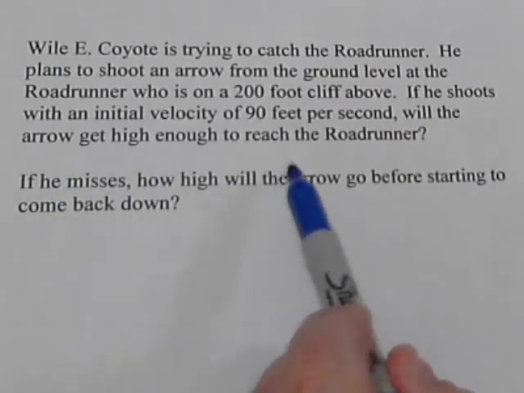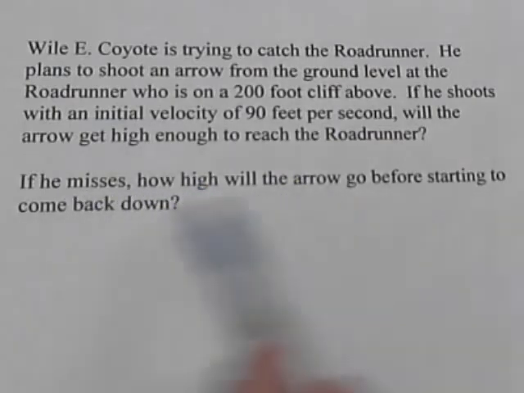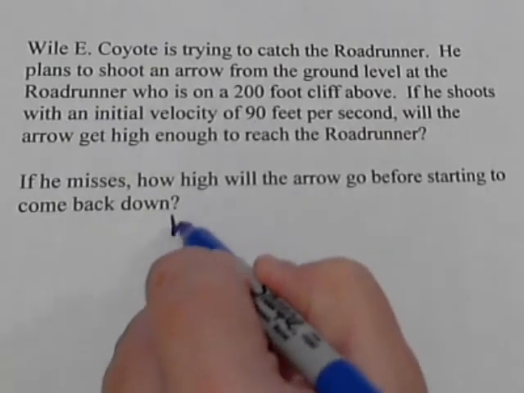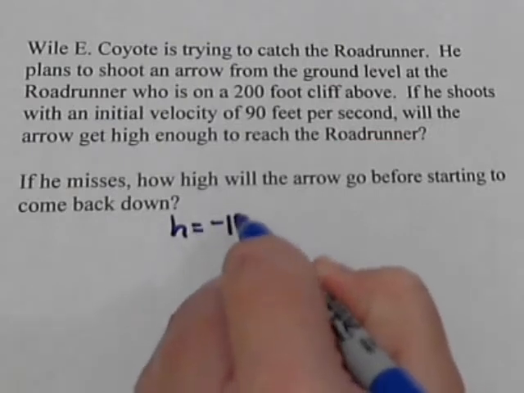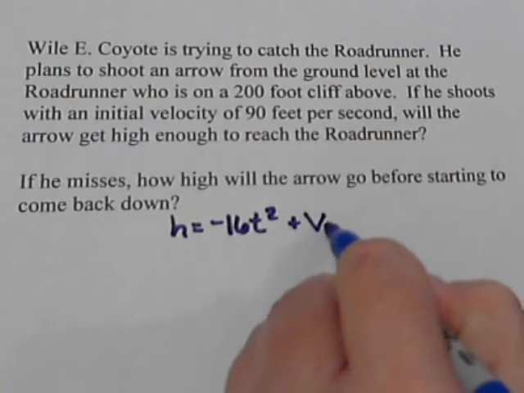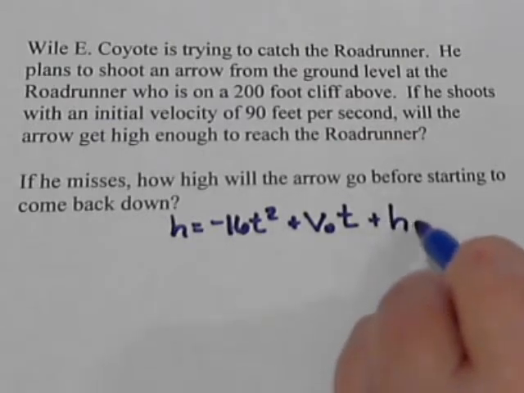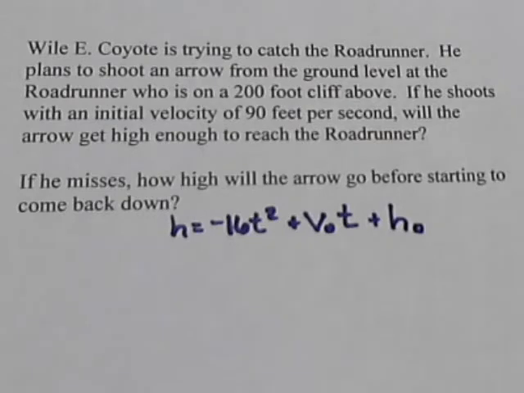And then, if so, let's assume he misses, how high will the arrow actually get before it starts to come back down? Okay, we can do this two different ways. Both ways we're going to need to start out with our falling object formula. So let's remind ourselves what the formula is. H equals negative 16t squared plus V0 times t plus H0.